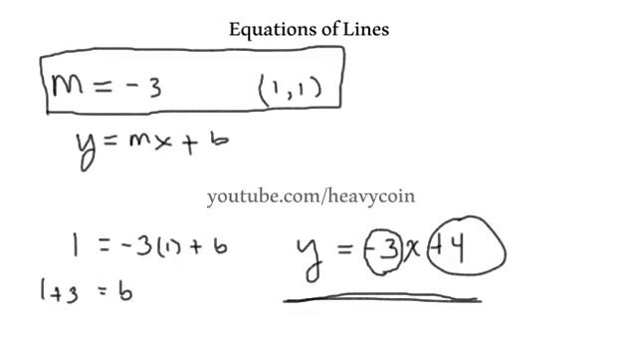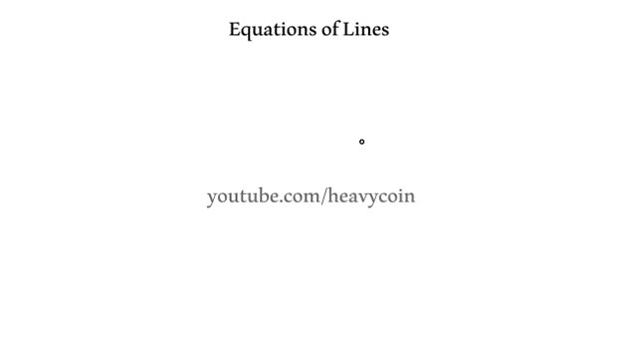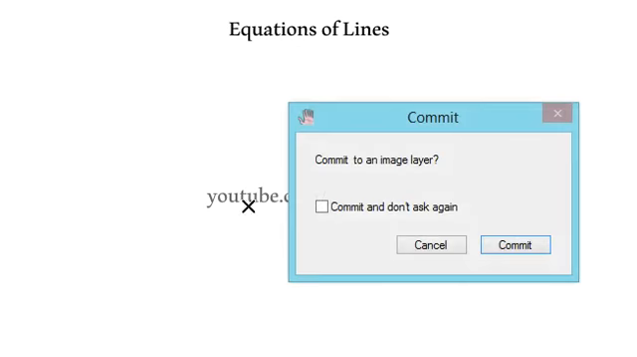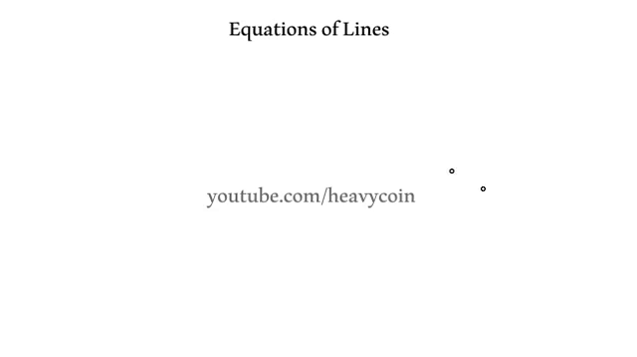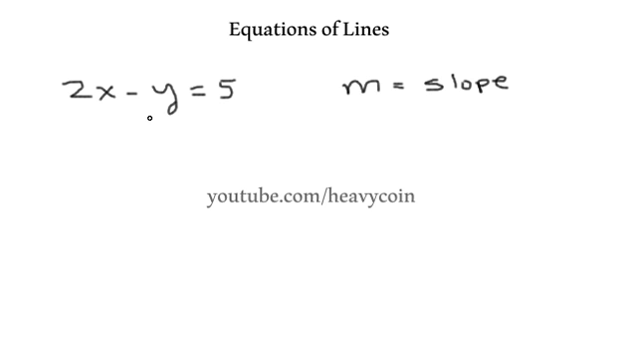Alright, this time let's say that we're given 2x minus y is equal to 5, and we're asked to find m. And remember what m is. M is the slope. We want to find the slope, and we're just given this right here. So how are we going to do that?